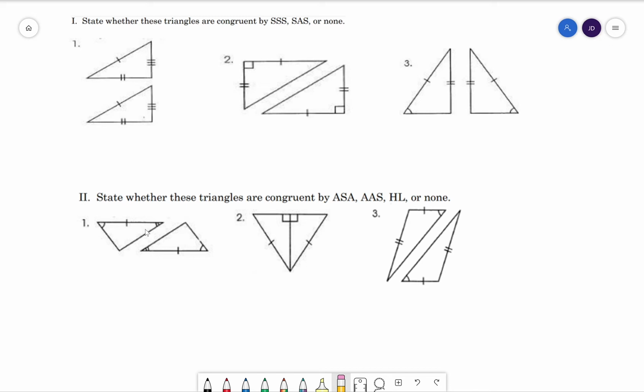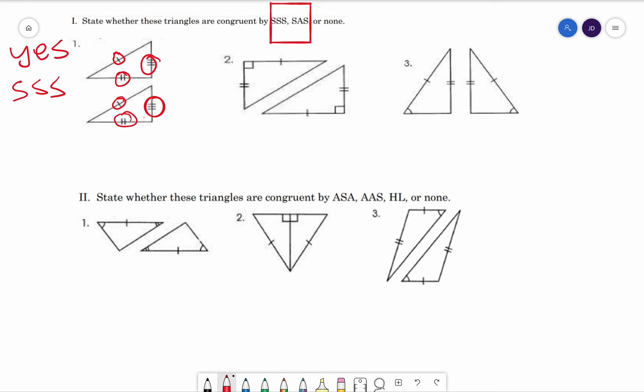All right, so there's a couple of different ways we can do this. Up here at the top, you can see that we have side, side, side, or side, angle, side. If we look at number one here, we have this side and this side. They are congruent. We have this side and this side. That is congruent. And we have our third side. So using side, side, side, we say that they are congruent.